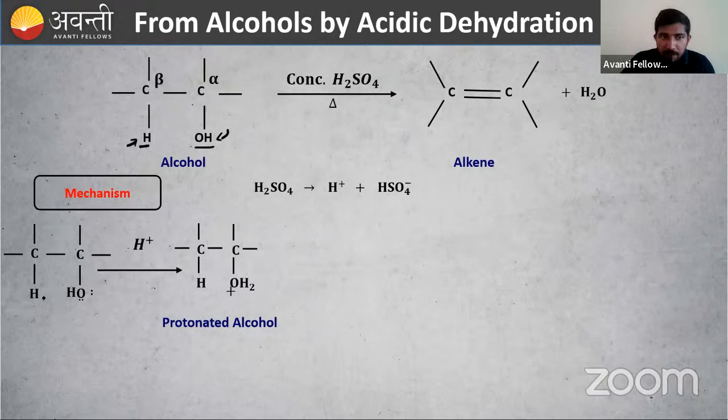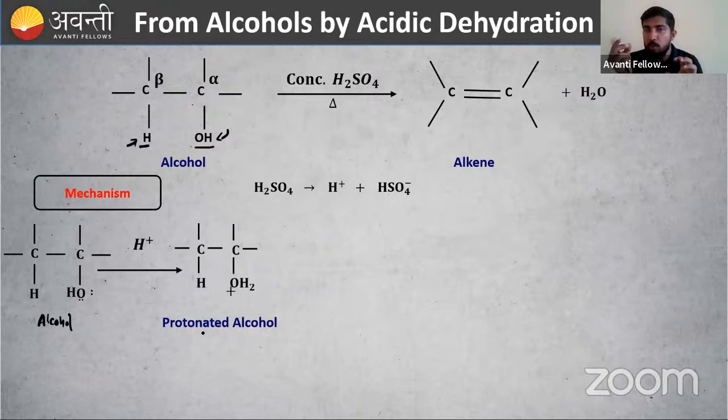So initially, this is our alcohol. Now what is coming? H plus, that is proton. So we can call this as protonated alcohol. OH, now it is OH2 plus. Why? H plus, it came there. So this is known as protonated alcohol. So why we are doing this protonated alcohol?